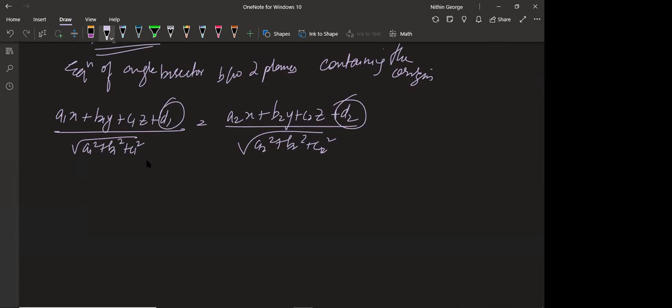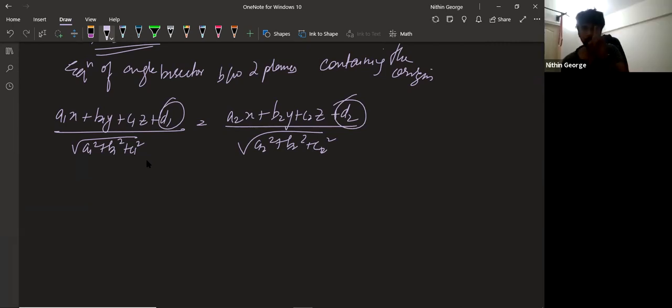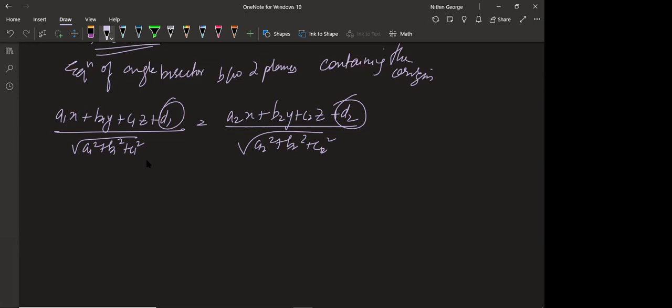So in this case, plus or minus will not come. Like there'll be only one bisector, right? You're talking about which one it was, the question? Then you make d1 and d2 greater than 0 and then equate. Okay, sir.